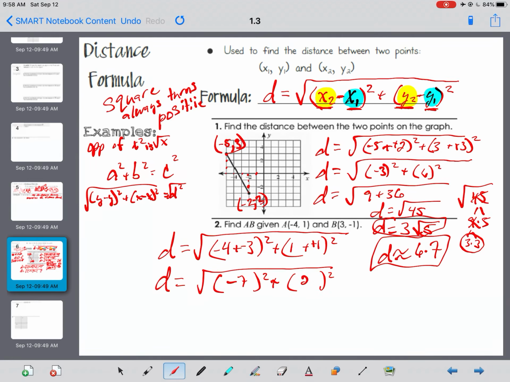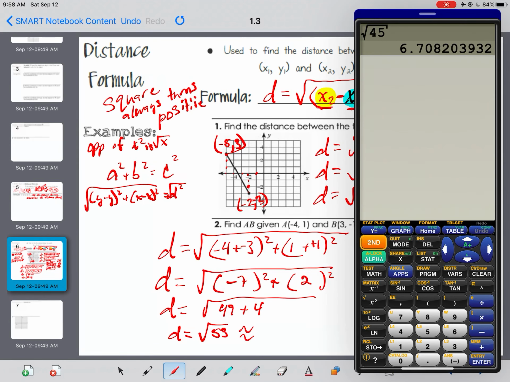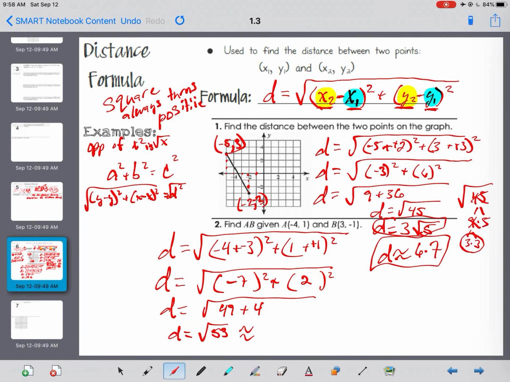negative 4 and negative 3 is negative 7. 1 plus 1 is 2. That's now 49, because that's 7 squared, and plus 4, which makes D equal the square root of 53, which is going to be approximately, second square root, 53, 7.28, so we could say 7.3 because they didn't really give us an answer. I'd leave it here, or I would go like that, okay?